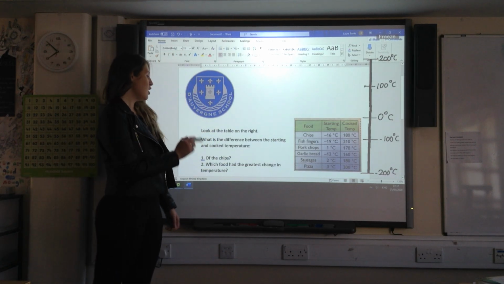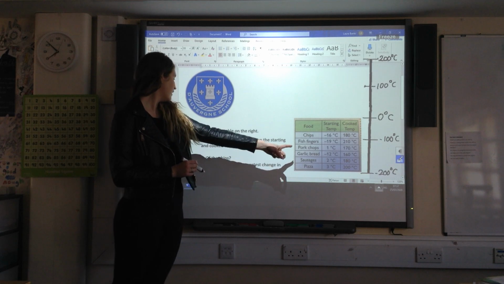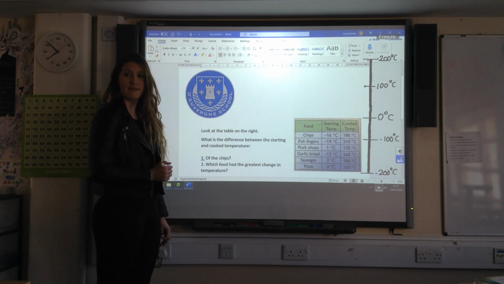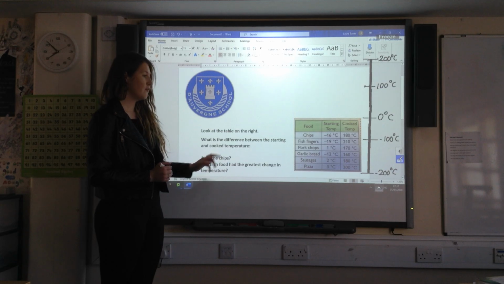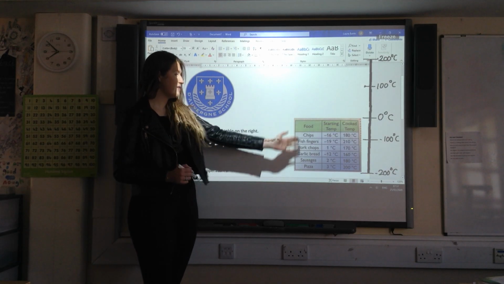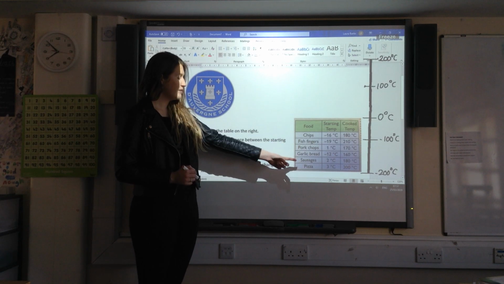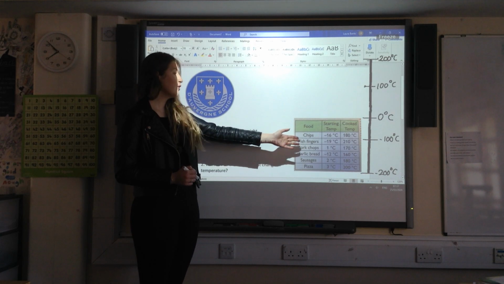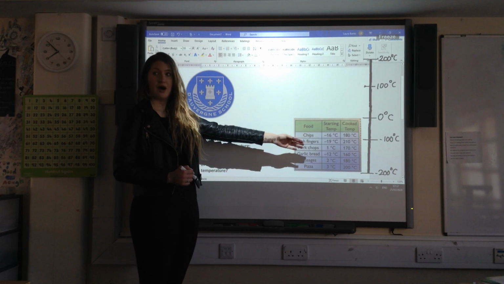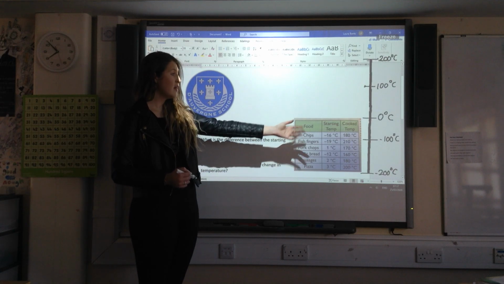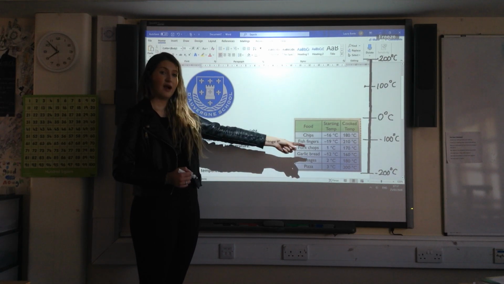It says here, look at the table on the right. What is the difference between the starting and the cooked temperature, firstly, of the chips? So to start with, let's have a look at the table. We've got different types of foods, and we've got the starting temperature before they're cooked and the temperature after they're cooked. Obviously, we hope and we notice that the cooked temperature is very high.